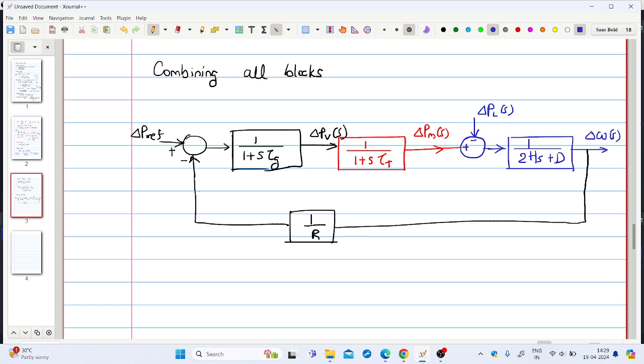So this is a block diagram representation of single area power system. Here you have delta P ref, which is the change in set power of the governor. Then there is a feedback signal coming, which is from the speed drop, 1 by R into delta omega. Then you have this governor model. Then after the governor model, you will get delta PV, which is fed to the turbine model, that is a first order transfer function. Then from the turbine model, you will get delta PM, that is fed to the load generator plus load model to give delta omega. So this is the block diagram representation of single area power system.